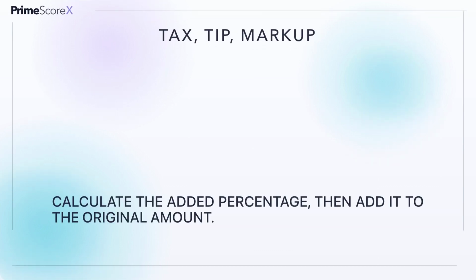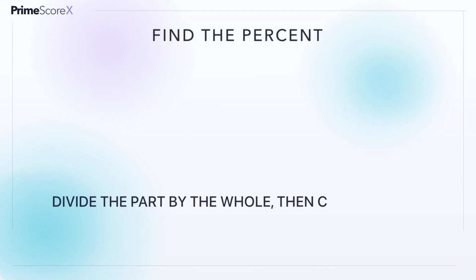A meal costs $40 before an 18% tip. The tip is 0.18 times 40, or $7.20. The total is $47.20. You can also multiply the original by 1.18 to combine the base and the increase. Read whether the problem asks for the added amount or the final total.